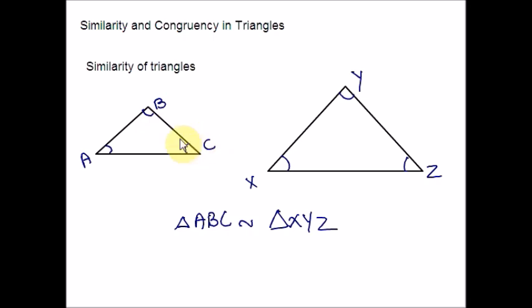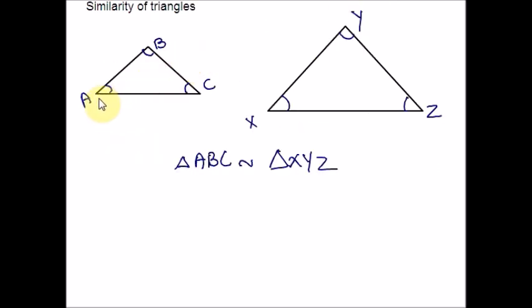Triangle ABC is similar to triangle XYZ if the corresponding angles of the two triangles are congruent. For example, angle A is equal to angle X, angle B is equal to angle Y, angle C is equal to angle Z. Same way, let me write the proportionality of the lengths of the corresponding sides.